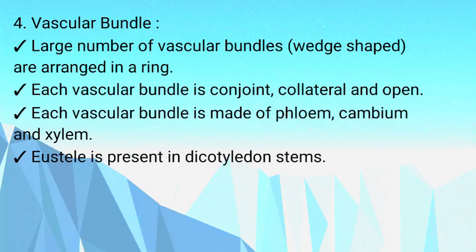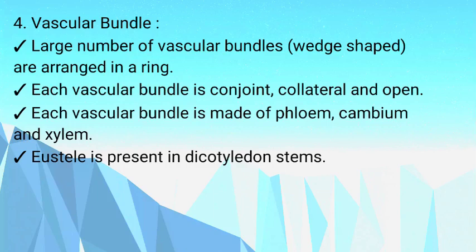Xylem is present towards center, phloem is present towards periphery. And open vascular bundles. The vascular bundles which contain cambium between xylem and phloem are called open vascular bundles. Open vascular bundle shows secondary growth. Each vascular bundle is made up of phloem, cambium and xylem.